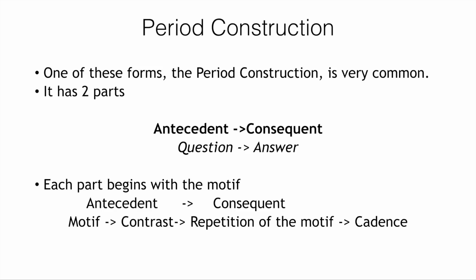And of course, music theory guys don't want to be so simple. They call it the antecedent and the consequent. Each part begins with the motive. So we have the antecedent, the question, we have the motive, then something else, which we refer to as the contrast, because it's not a repetition. Then the answer, or consequent, repeats the motive again in some way, and then concludes with a kind of cadence. This cadence could be based on the motive, or it could be based on the contrast. It all depends. So this is a very common structure.